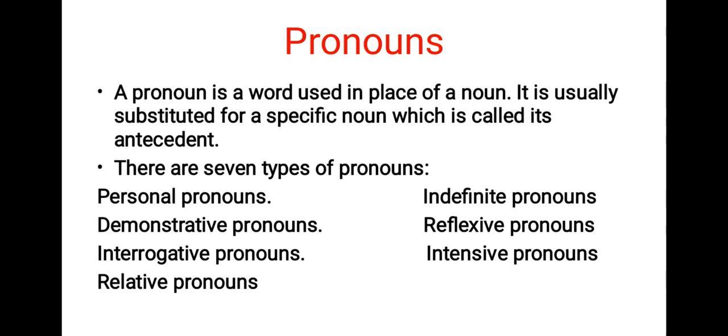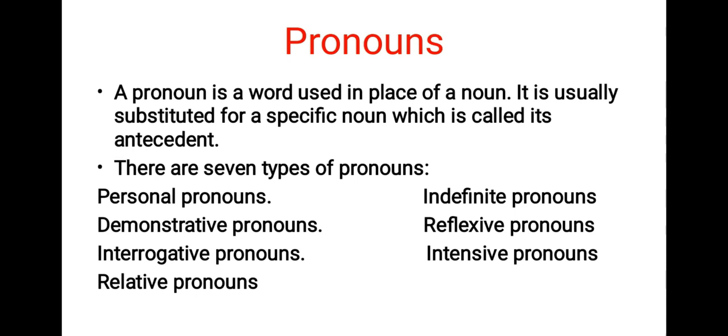For example, we are writing an essay on Quaid-e-Azam and we say Quaid-e-Azam was a great man, Quaid-e-Azam was our leader, Quaid-e-Azam was our national hero, and Quaid-e-Azam was born on this date. If we repeatedly use his name, it gives an awkward kind of vibe to the essay. So that's why, to avoid that awkwardness, we use pronouns instead of nouns. And the noun instead of which we use the pronoun is called the antecedent of that pronoun.